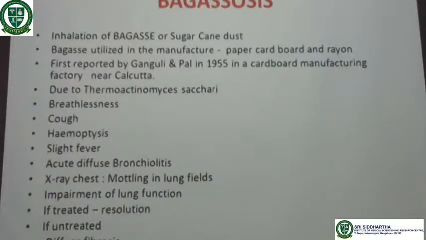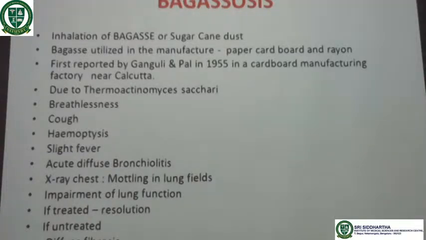Coming back to bagassosis, that is inhalation of bagasse or sugar cane dust. So sugar cane dust inhalation leads to bagassosis. It is utilized in the manufacture of paper, cardboard or rayon. First reported by Ganguly and Paul in 1955 in a cardboard manufacturing factory near Calcutta. This is the Indian scenario. What is the disease causing agent here? When you look at that, it is Thermoactinomyces. This is the important thing.